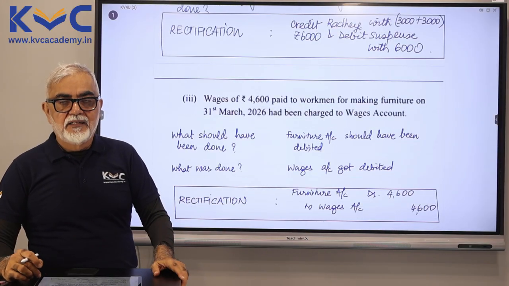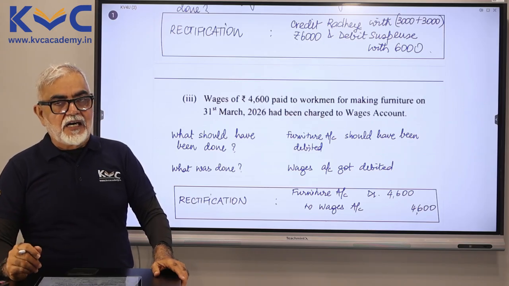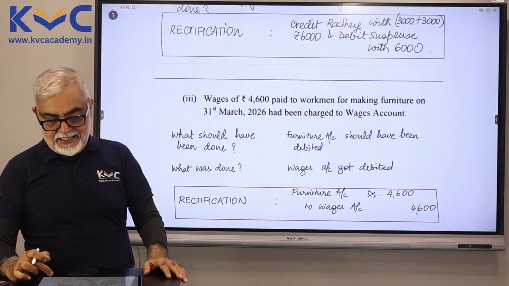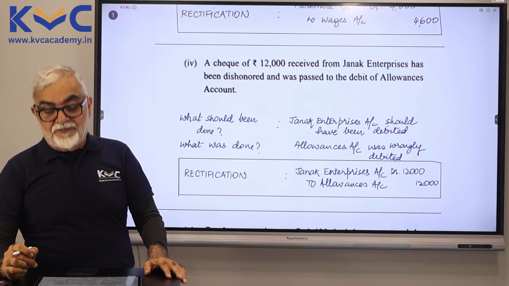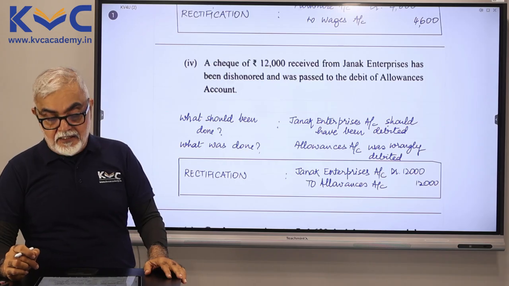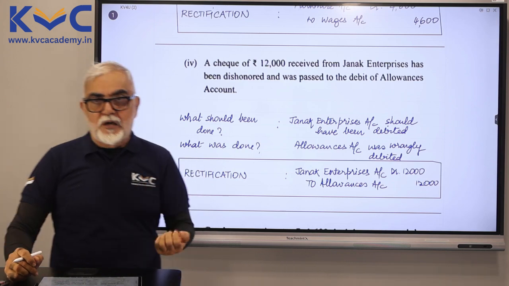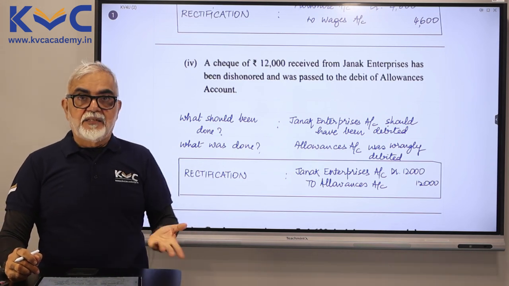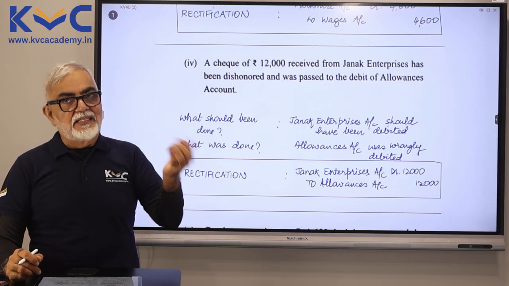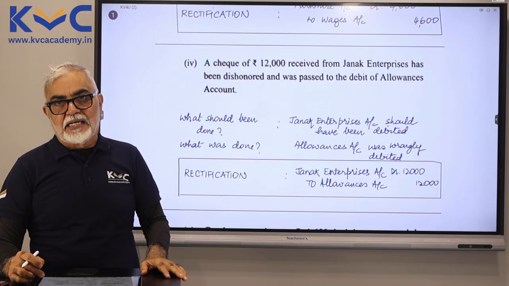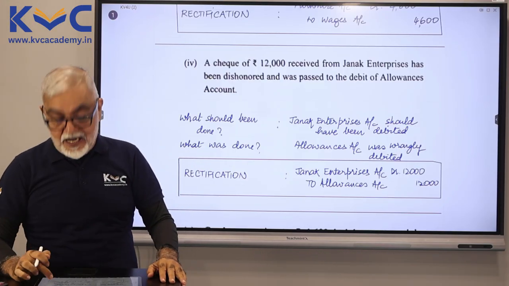Common mistake. The wrong debit went to wages. Remove the wrong debit of wages. Credit wages account. Debit the furniture account. Okay? A check of 12,000 received from Janak Enterprises has been dishonored and was passed to the debit of allowances account. When a customer dishonors a check, you debit the customer, not allowances, isn't it? So customer's account has to be debited. The wrong debit to allowances is removed by giving a credit to allowances account. Therefore, Janak Enterprises account debtor to allowances account. Okay?